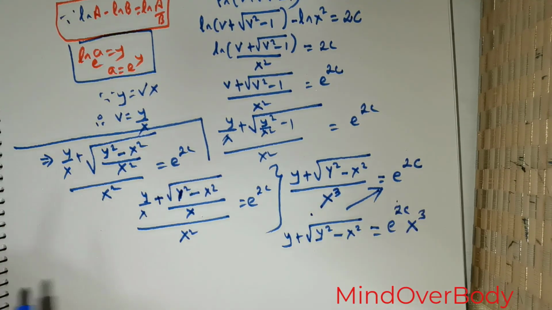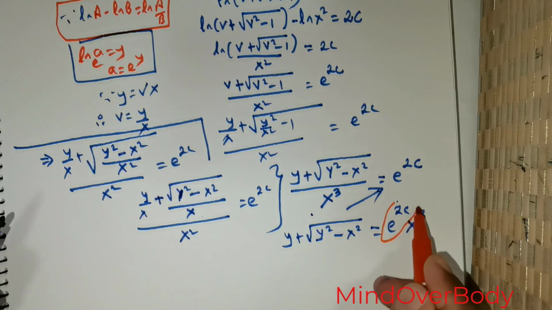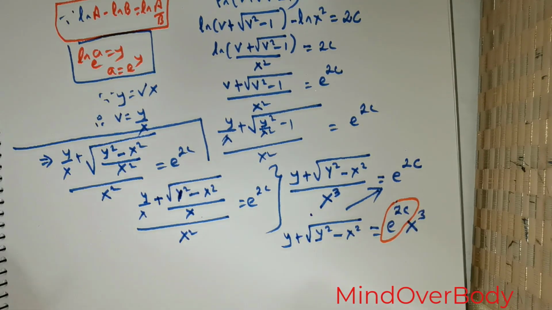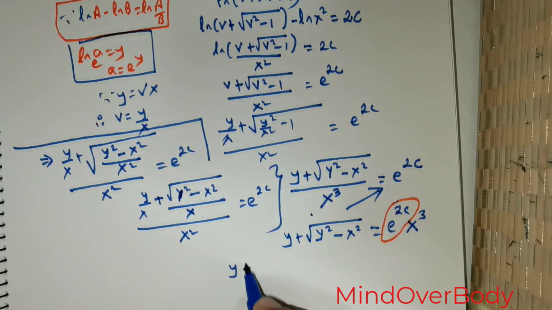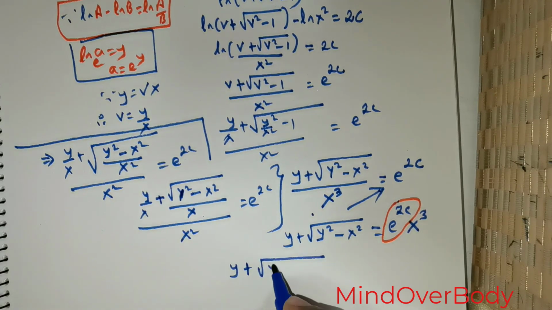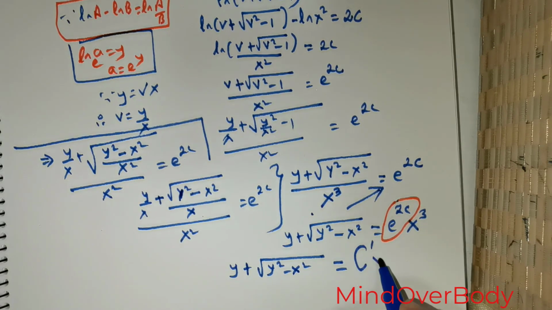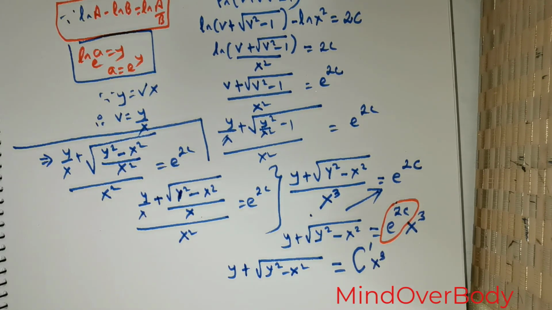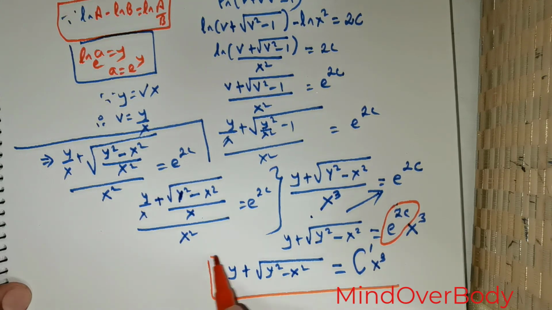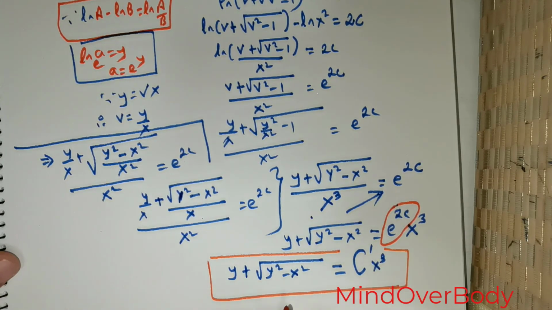I can replace this e raised to the power of 2 times c by means of an arbitrary constant. So I can write this as y + root of y² − x² is equal to some c prime times x to the power of 3. So this is my final solution to this question, students.